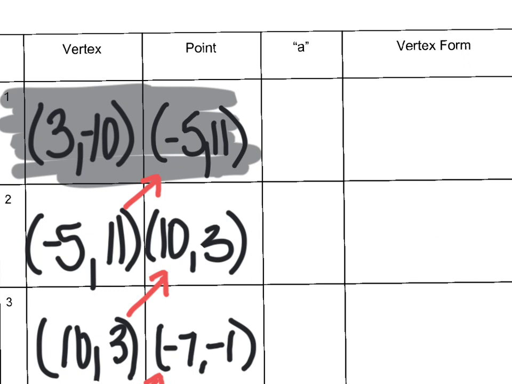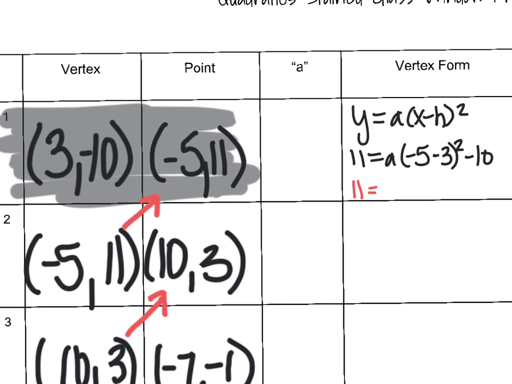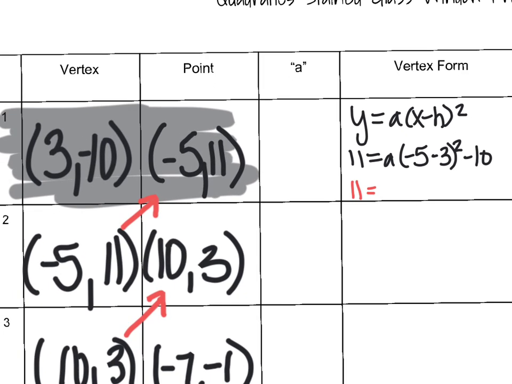So for problem number 1, to find my vertex form, I'm going to use the formula y equals a times x minus h squared plus k. I know that y is going to be 11 because that was my point, equals a times x is going to be negative 5, minus h is going to be minus 3 squared, and then minus 10. So that's going to give me 11 equals a times negative 8 squared minus 10.